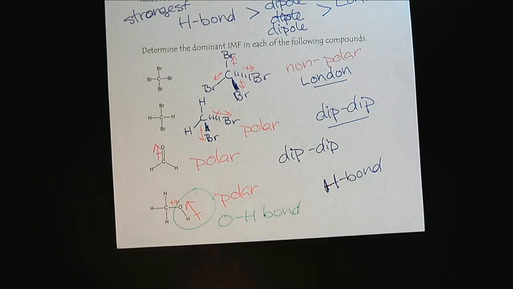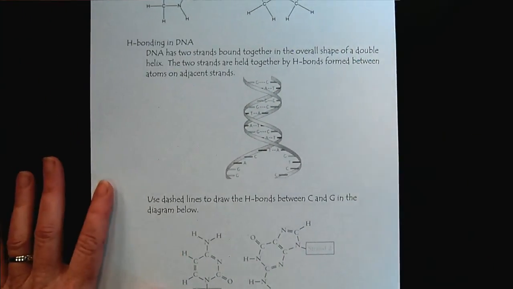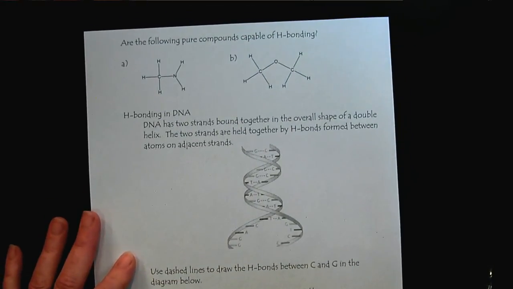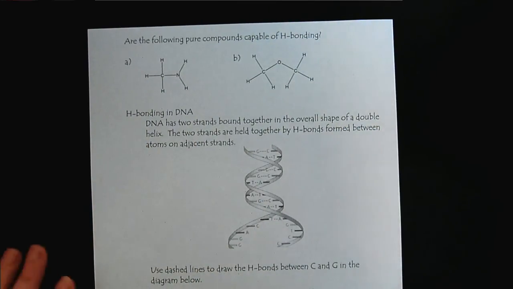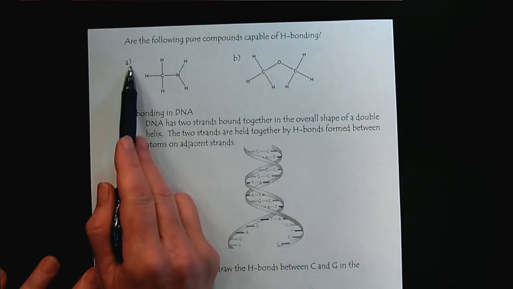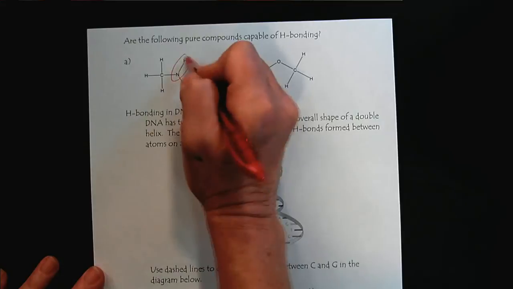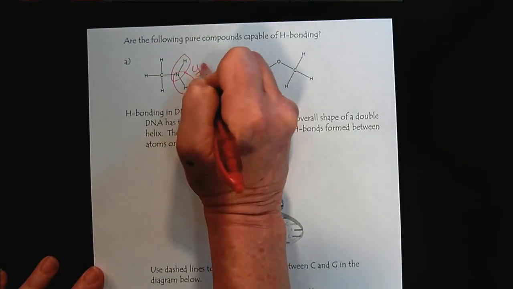Alrighty, so let's have one last page to show a couple examples of where intermolecular forces come in, and one little practice problem's left. So, are the following pure compounds capable of H bonding? If we look at this compound A here, we see NH bonds. So we would say yes.